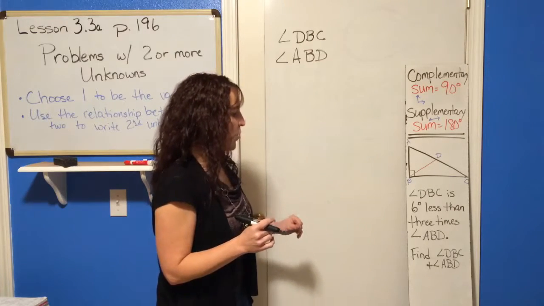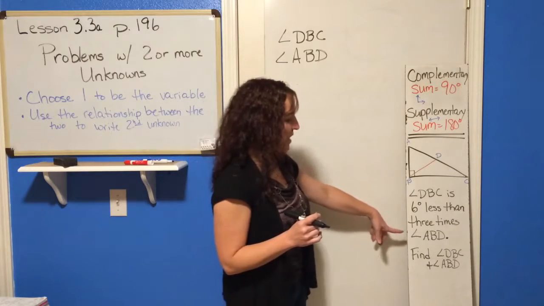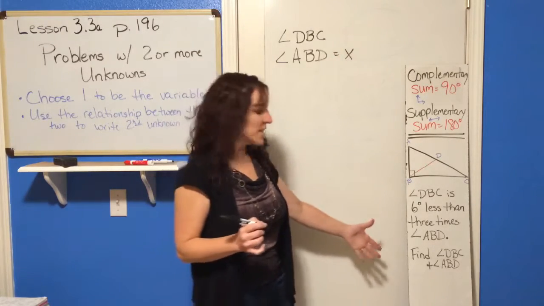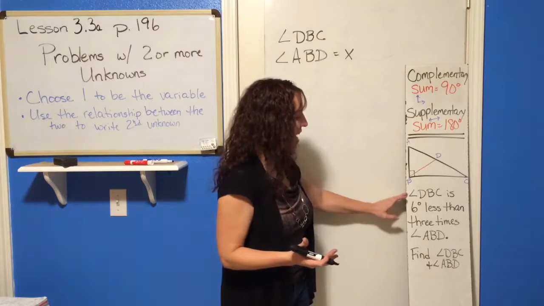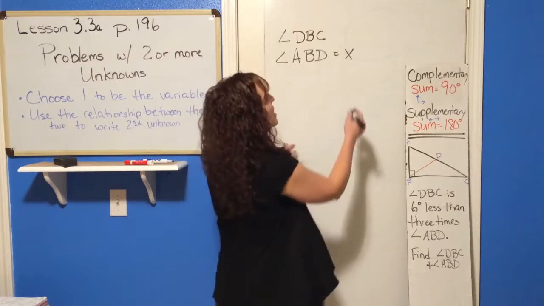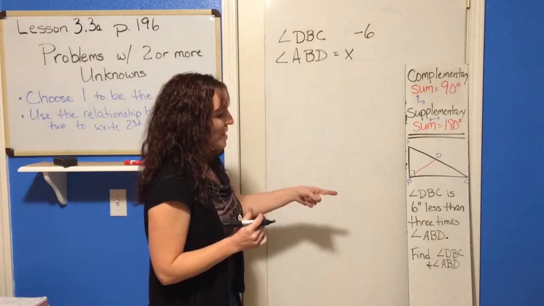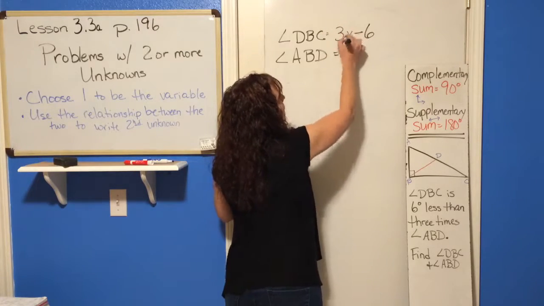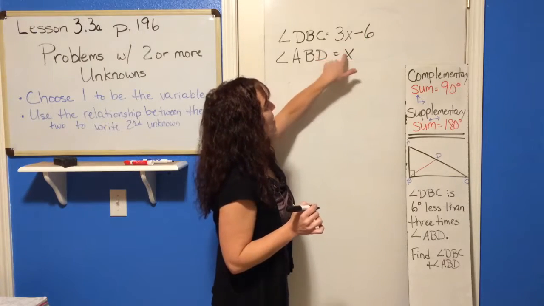It looks like angle DBC is the one that we're going to talk a lot about. So let's call angle ABD, let's call it the X, because the sentence talks about DBC in relation to the ABD. So this angle is 6 degrees less than, remember less than switches it, so something minus 6, less than 3 times this angle. So 3 times X. See where I got that? So 6 less than 3 times this angle, which is X.